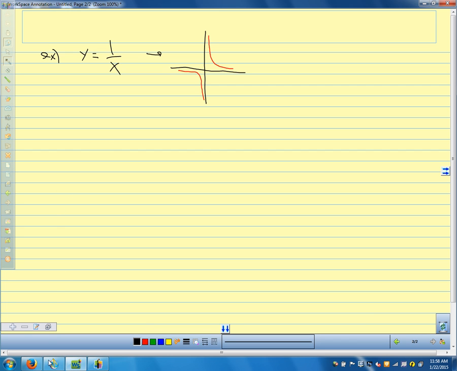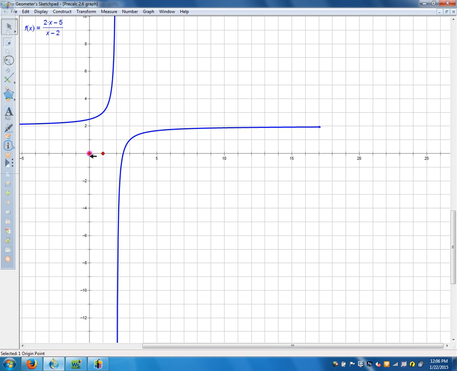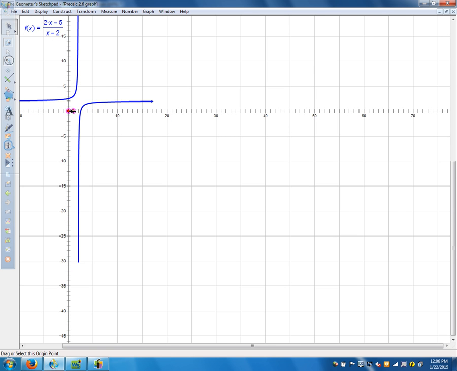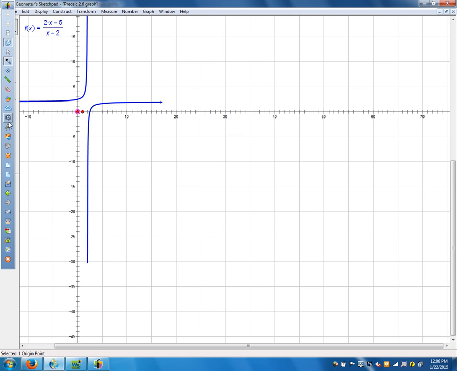Let me grab another one. I have a picture of another rational function that I want to talk about, and I'll shrink that a little bit. I'm just going to grab a picture of that.